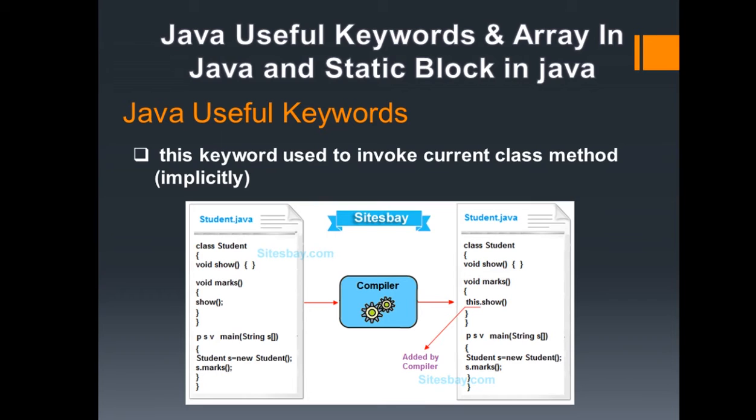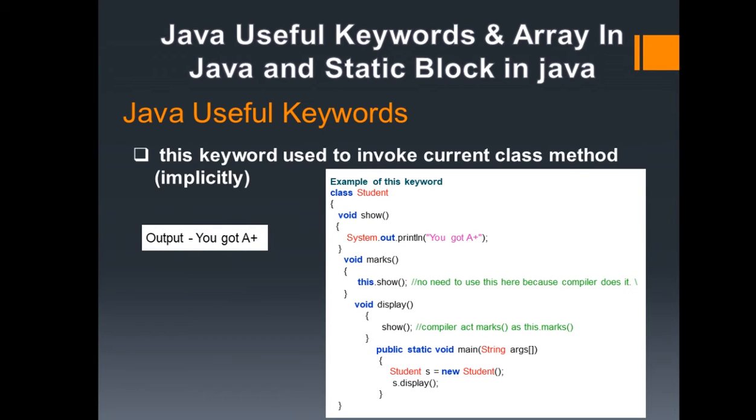Here is the program. This keyword is used to invoke the current class method implicitly. Here is class Student with void show, void marks that calls show, and after that public static void main(String s[]). In that case, in class Student void show is the same, but the compiler can add this.show itself, that means it is added by the compiler implicitly for its own convenience. Please note this. This is very important for the this keyword.